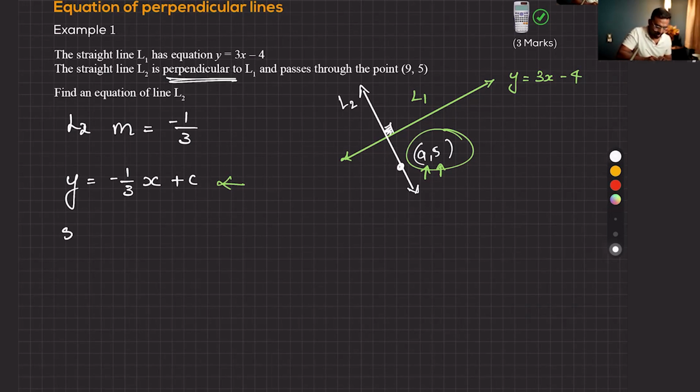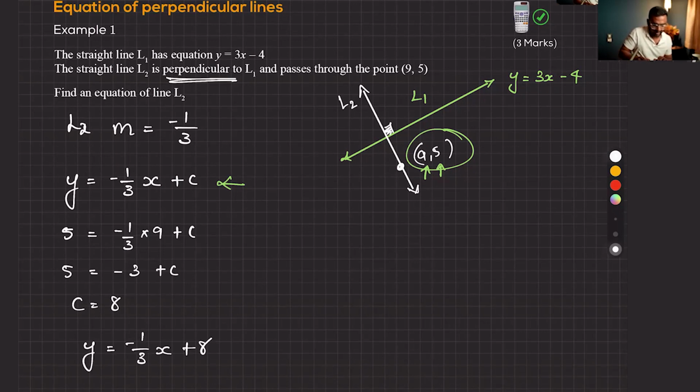That would be 5 equals minus 1 by 3 times 9 plus c. 5 equals minus 3 plus c. c equals 8. Equation is y equals minus 1 by 3x plus 8. Done. Any questions? Are you comfortable with this? Just say yes if you are okay. Yeah, everyone? Jack, Chris, all okay?